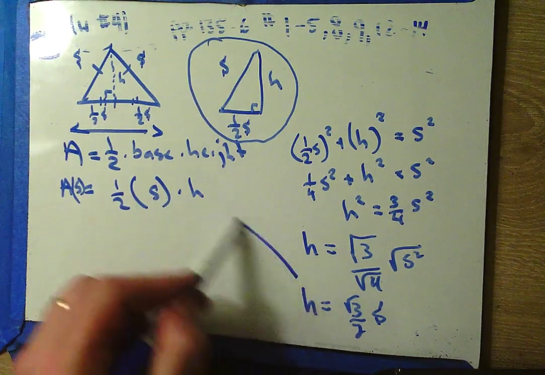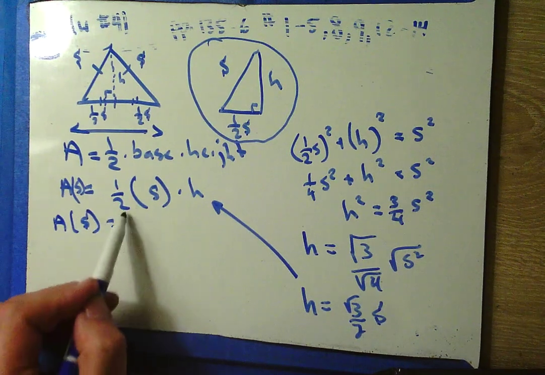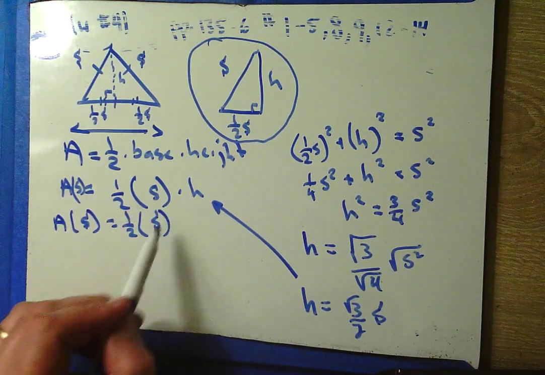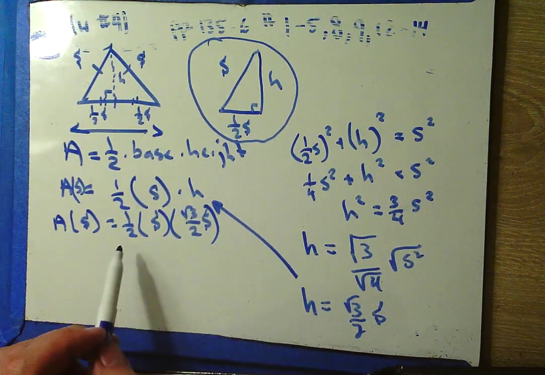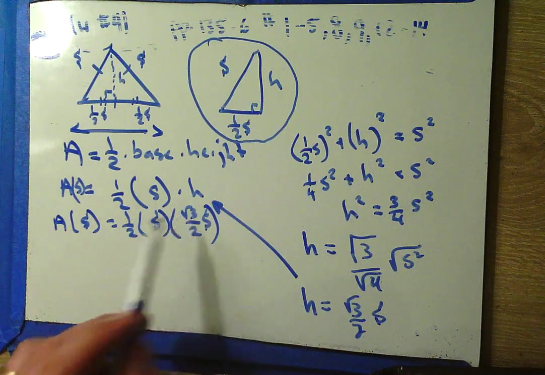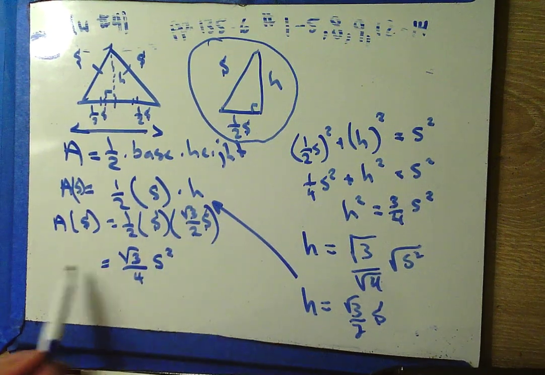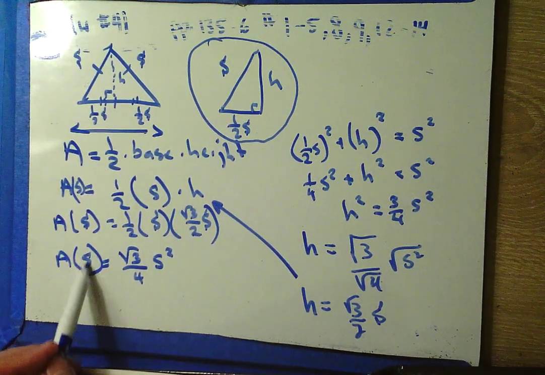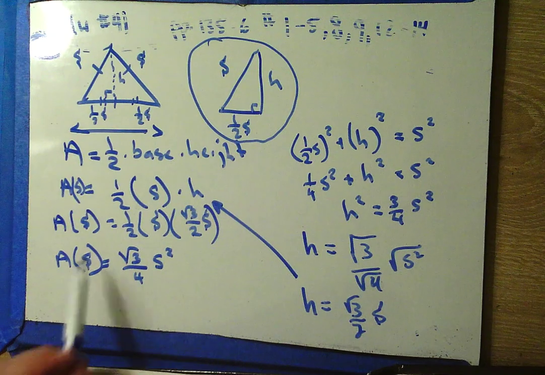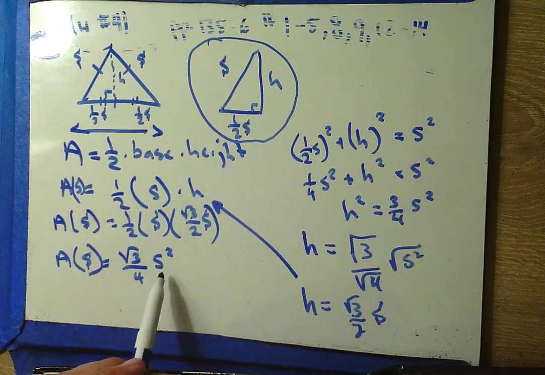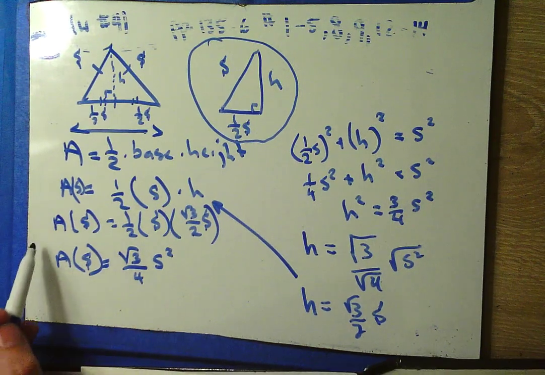So I'm going to replace this h over here with √3/2 s. So when I tidy this up, 1/2 times 1/2 is 1/4. There's a √3/4 then. s times s is s squared. A as a function of s. So this is the area of an equilateral triangle as a function of side length. If I know the side length of the equilateral triangle, I plug that side length in here, and I'll know the area of the triangle. Okay, so there's part A.